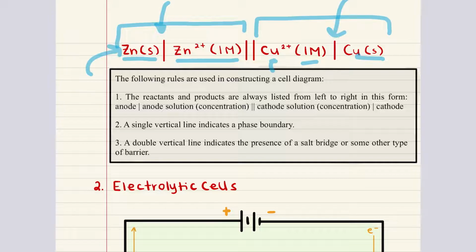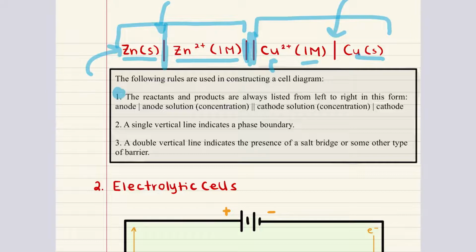Now, within the cell diagram, a single vertical line denotes a phase boundary. It separates different states of matter or phases of substances. A double vertical line indicates the presence of a salt bridge or another type of barrier that separates the two half cells. The salt bridge allows ions to flow between the solutions, and it helps maintain electrical neutrality without mixing the solutions directly. So in short, the following rules are used in constructing a cell diagram.